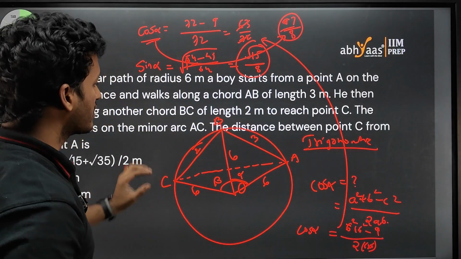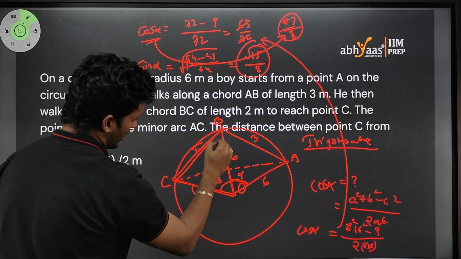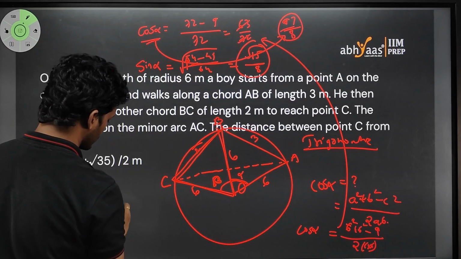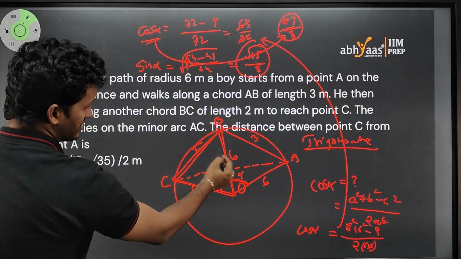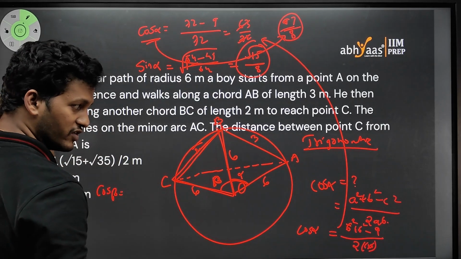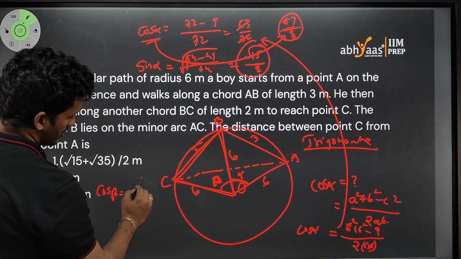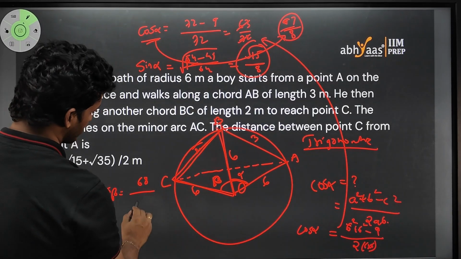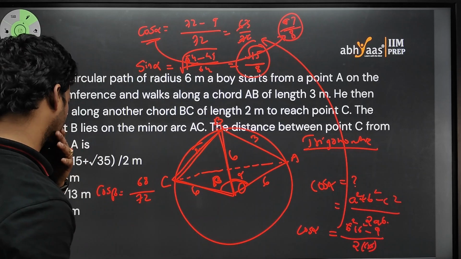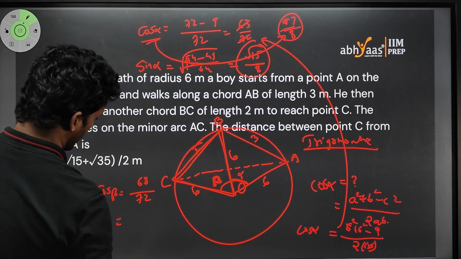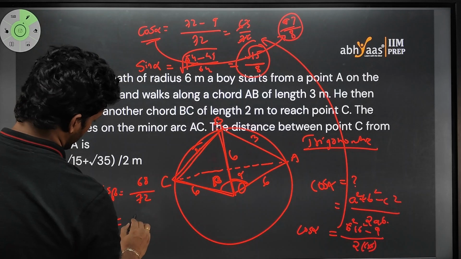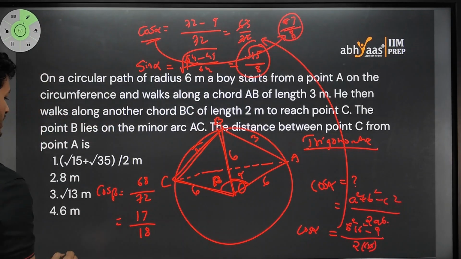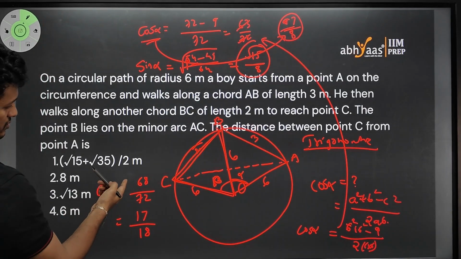So remember that. Again, in this triangle, I have to know beta. So cos beta is equal to, again, 6 square plus 6 square minus 4 square, that would be 72 minus 16, it would be 56 divided by, again, 2 into 6 into 6, that would be 72. So cos beta is 17 by 18. Check it once. Yes.